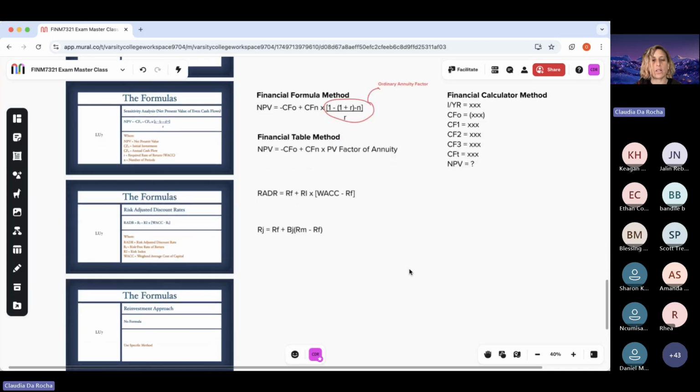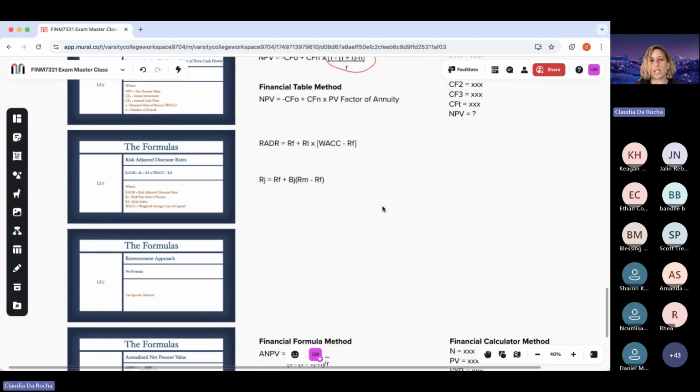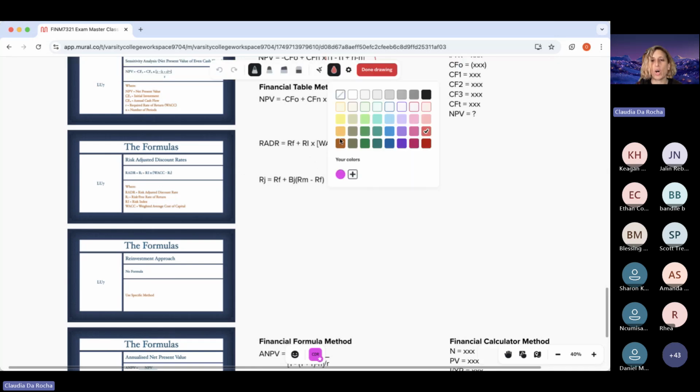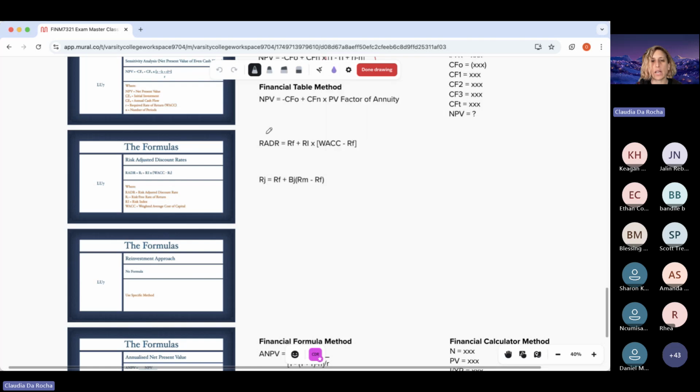Right, then we have RADAR. So as I said at the beginning of the session, that I will show you the similarities. You can see that RADAR and CAPM are very similar. Okay, so RADAR, CAPM are very similar. The only difference is we really take into account a risk index. Okay, so they're very similar.